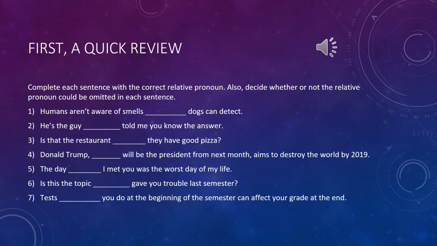So before we get into the new stuff, let's revise the old stuff. Complete these sentences with the correct relative pronoun and then tell me whether or not you can remove it or omit it in each sentence. Academic English rules. So, humans aren't aware of smells which dogs cannot detect. You need to keep it. It's the subject, the relative pronoun which is the subject of the adjective clause.